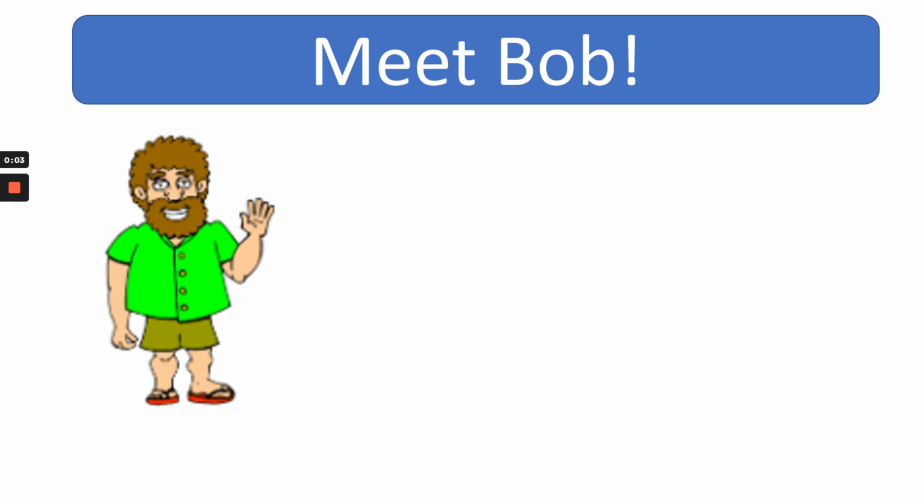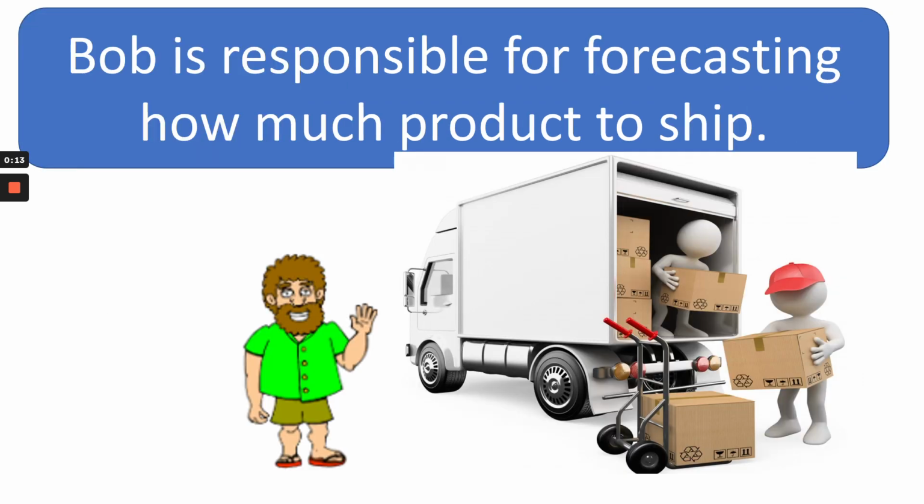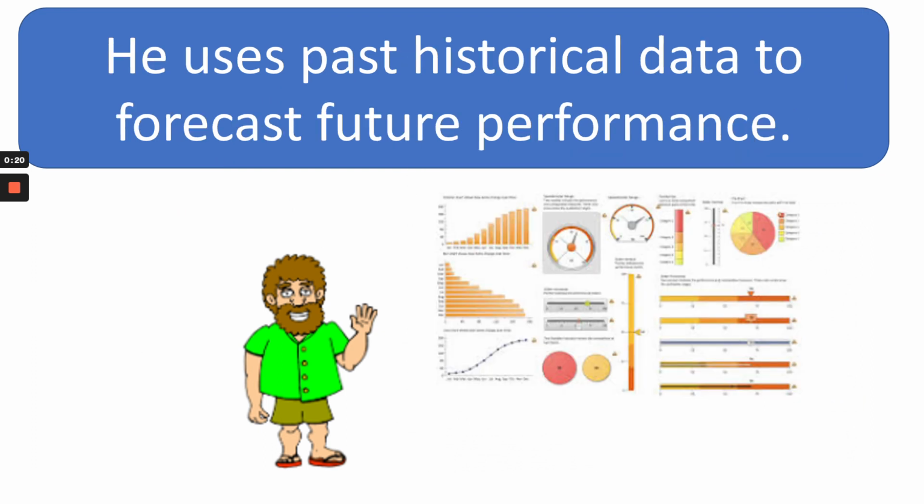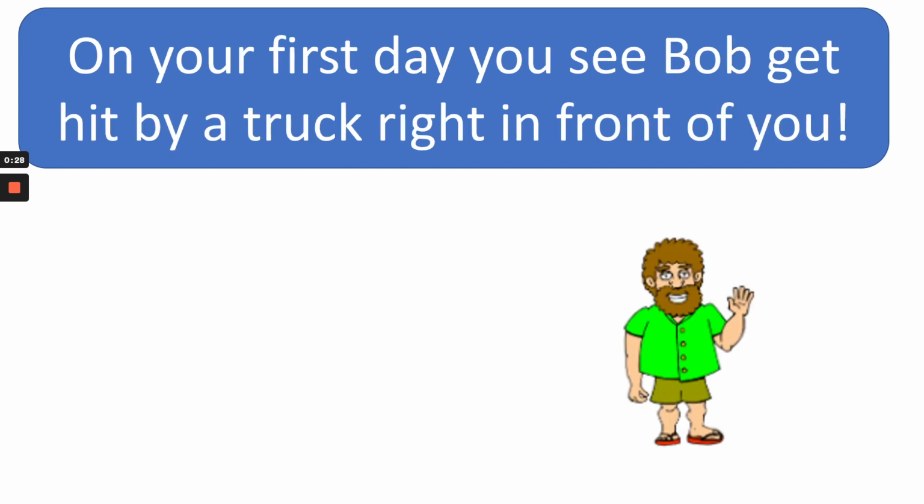Meet Bob. Bob is the logistics manager at YoMaMa Vitamins. Bob is responsible for forecasting how much product to ship. He uses past historical data to forecast future performance. Bob just hired you as a logistics analyst.